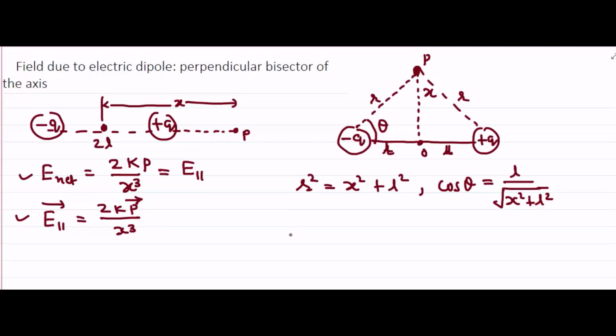So let's begin. Let us first begin with the magnitude. So E1, let us call this charge 1, let us call this charge 2. So the magnitude of the electric field at point P due to charge minus q will be equal to kq divided by the distance. The distance is r. Over here we have r square. So r square is equal to x square plus L square. This is the magnitude because of charge minus q. As far as E2 is concerned, kq again, distance is same, r square, so x square plus L square.